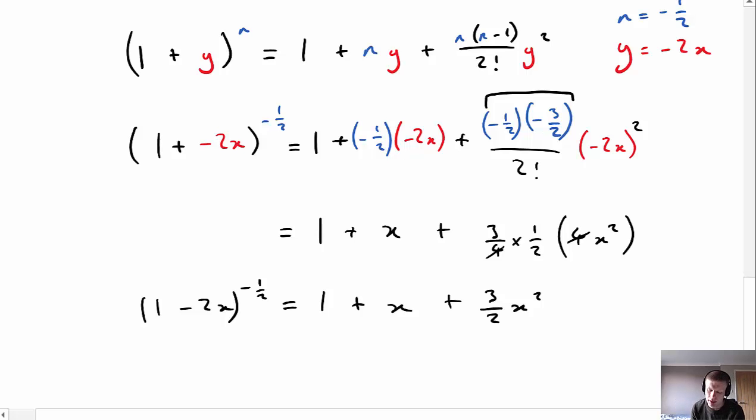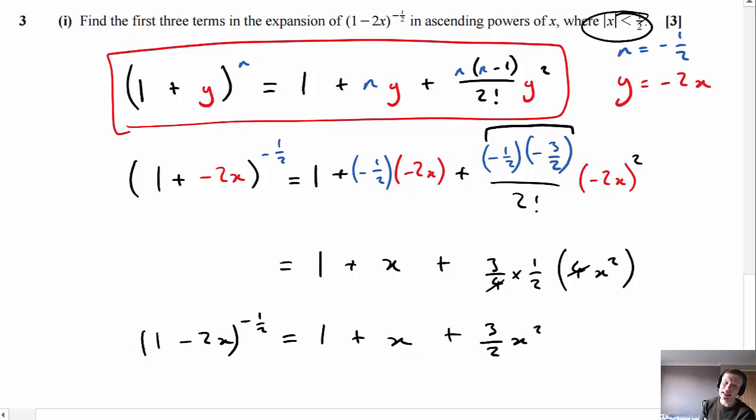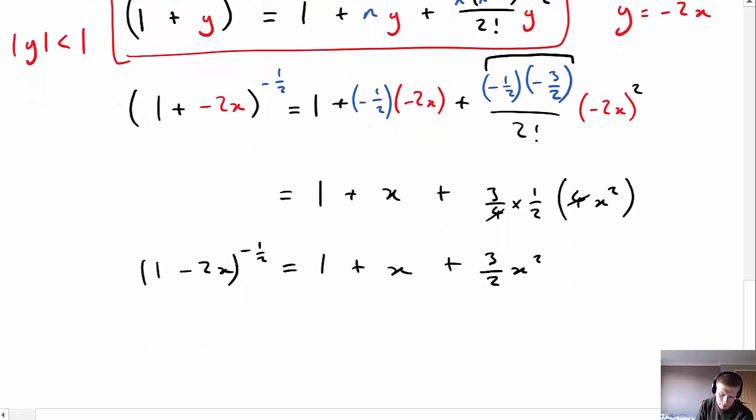And if you weren't sure about the validity, where this modulus of x is less than a half comes from, this expansion up here is only valid as long as the modulus of y is less than 1. Here my y is negative 2x, so the modulus of negative 2x has got to be less than 1. Well, what is the modulus of a negative? Are you happy it's just going to be the positive version of it? So modulus of 2x, and then I just divide through by 2. So I've got the modulus of x is less than a half. So that's where that comes from. Easy enough.